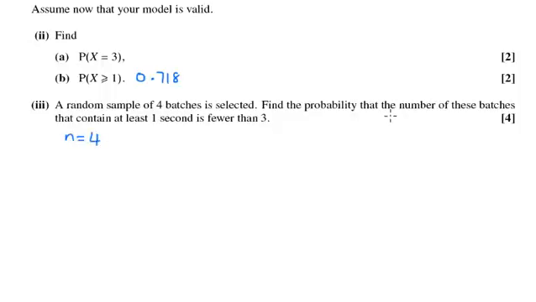Find the probability that the number of these batches that have at least 1 second. So we know the probability that we have at least 1 second. That's part B. So the answer, P is now becoming 0.718. We find the probability that the number of batches containing at least 1 second is fewer than 3. So they're asking us to use a new binomial distribution and work out the probability that Y is less than 3, where n is 4 and p is now 0.718.